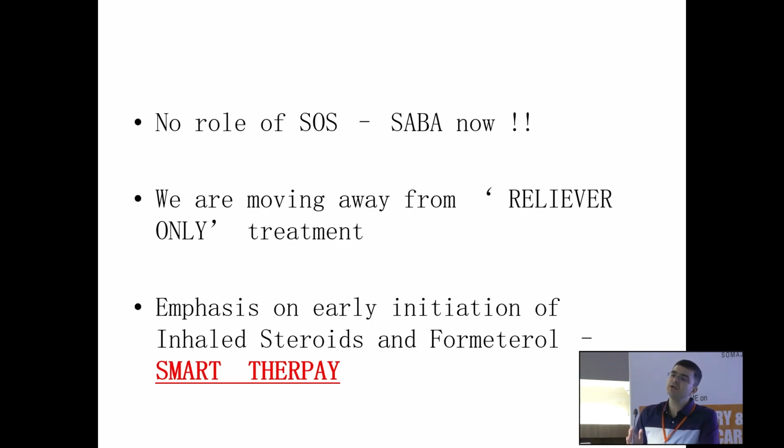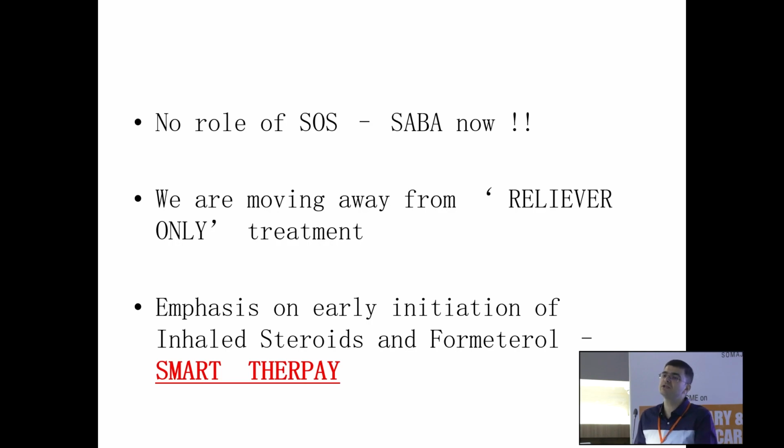So now the management of asthma, even early asthma, mild asthma, is initiation of smart therapy in the form of a combination of ICS-LABA. The inhaled steroid most commonly used is going to be budesonide, and the LABA which is going to be used for these patients is formoterol.